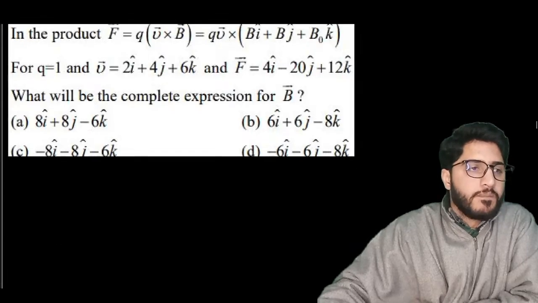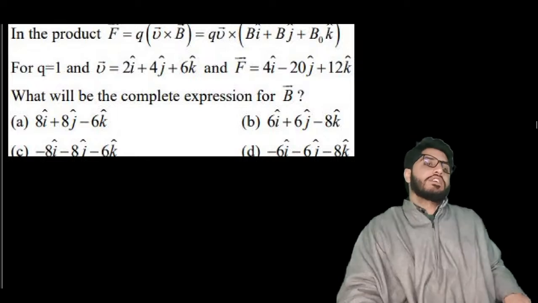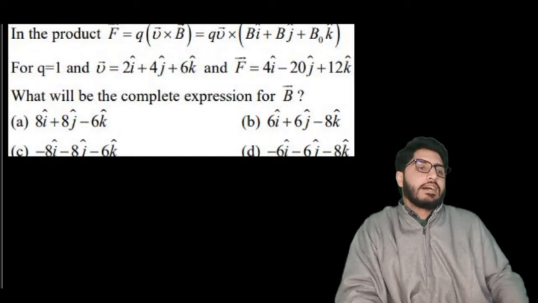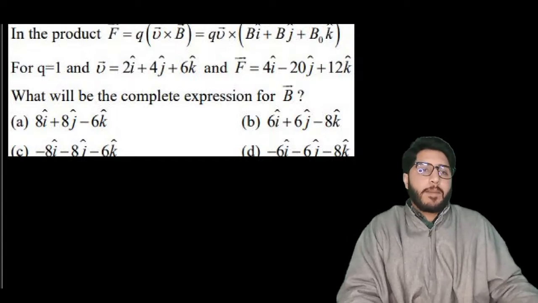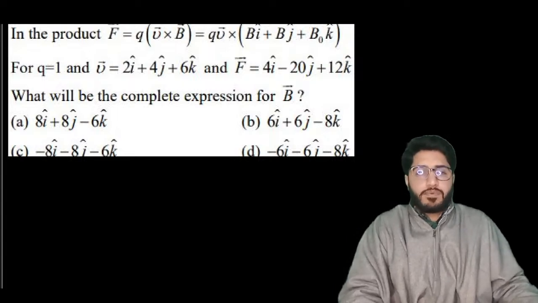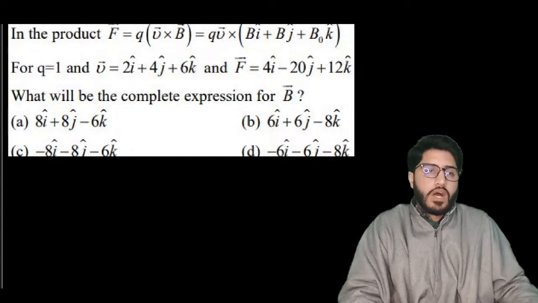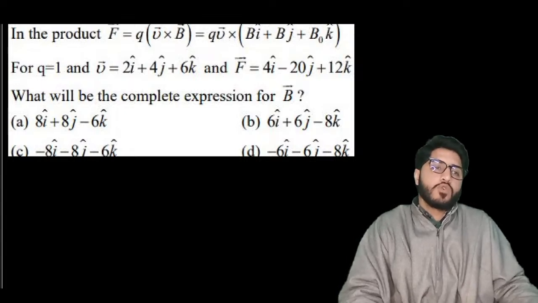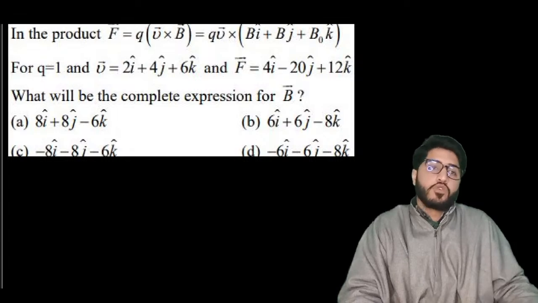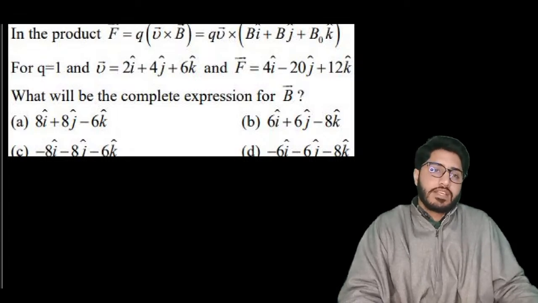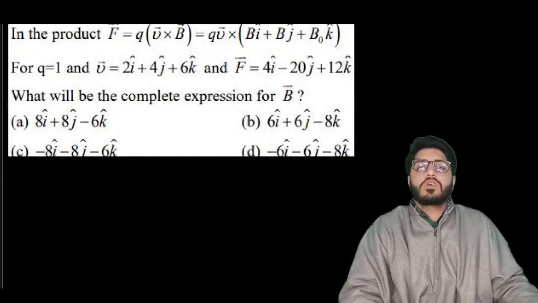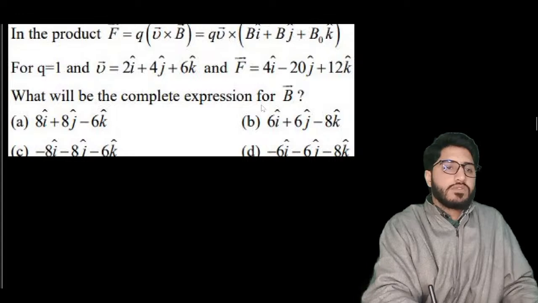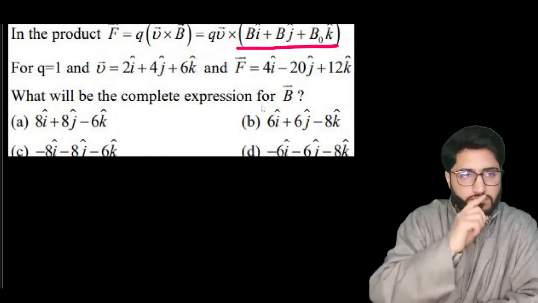Now next one. Okay, so this one is for the vectors. In the product F equals QV cross B, with B equal to B I cap plus B J cap plus B naught K cap, right? Q is given to be 1 and V is given to be 2I cap plus 4J cap plus 6K cap, and force is given to be 4I cap minus 20J cap plus 12K cap. What will be the complete expression for B? So we have to find out these values. How can we do it? Let's proceed with this numerical.